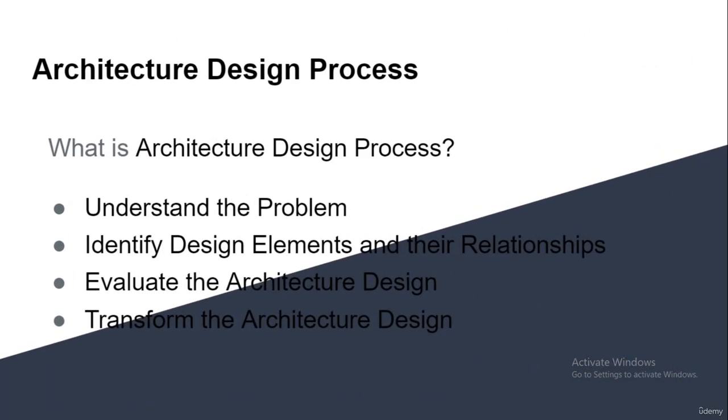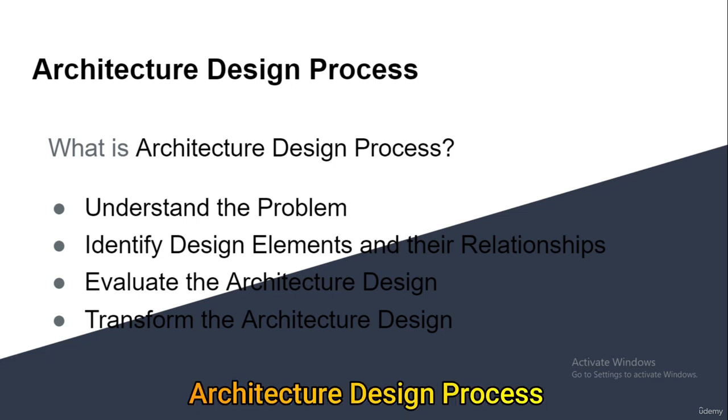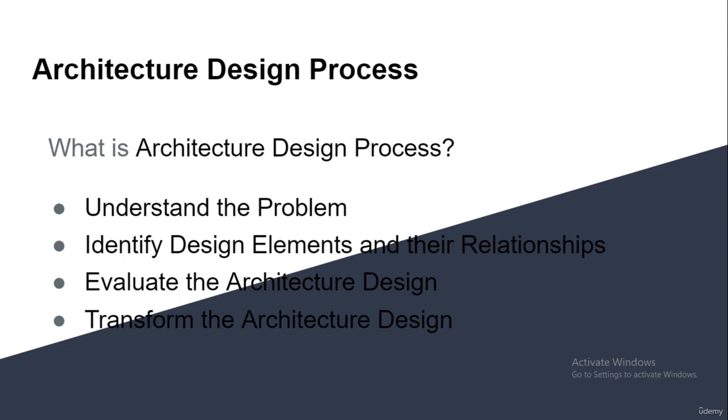In this lecture, we will learn architecture design process. What is architecture design process? The architecture design process focuses on the decomposition of a system into different components and their interaction to satisfy functional and non-functional requirements. The key inputs to software architecture design are the requirements produced by the analysis tasks.